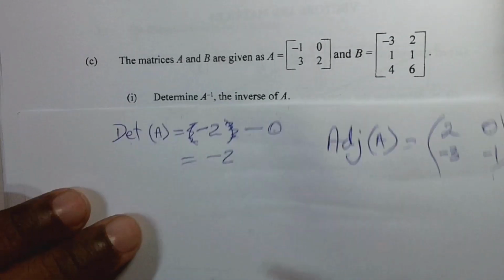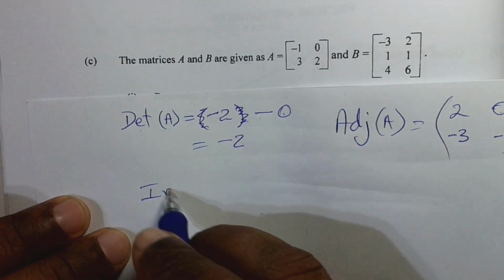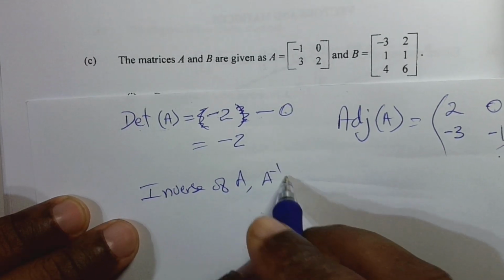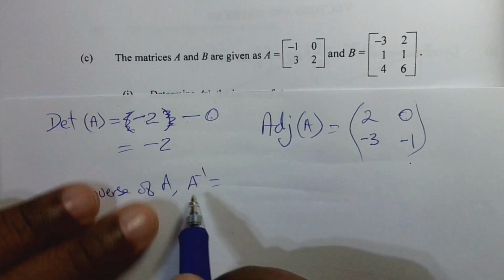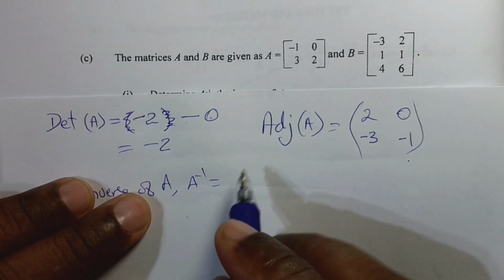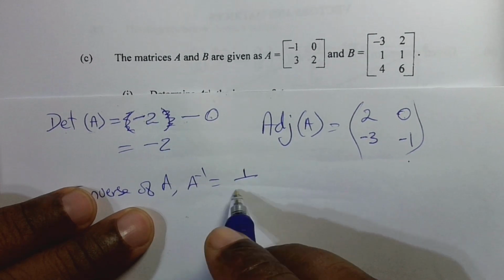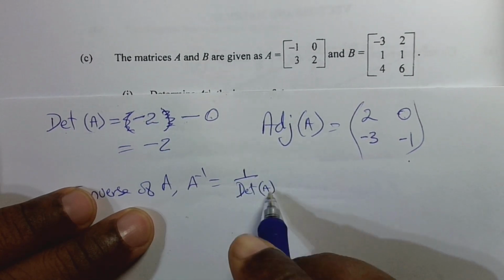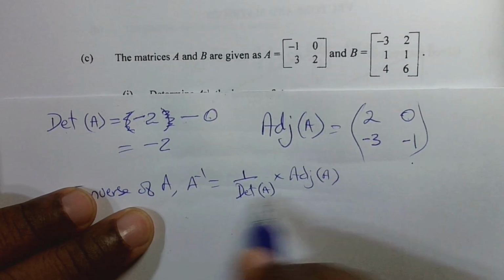Okay, now the inverse is a combination of the determinant and the adjoint. So the inverse of A, which is written as A inverse, is equal to 1 divided by the determinant of A, multiplied by the adjoint of A. Okay, so that's the formula.